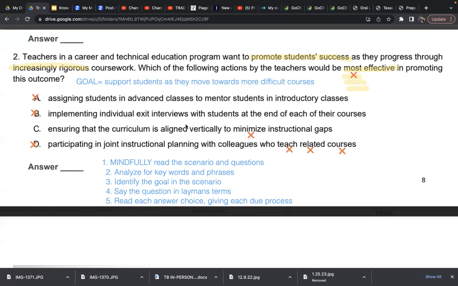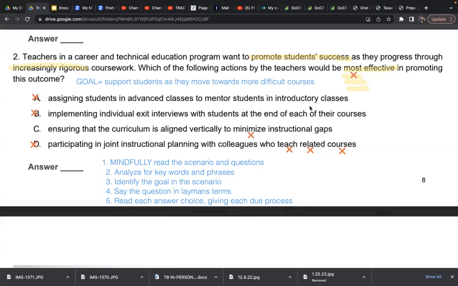Absolutely. So while A is not a bad answer, you can help them. Obviously, having advanced kids mentor the introductory students, they can say, listen, make sure you pay attention. Let's say it's like medical terminology. Make sure you pay attention to medical terminology because it's going to come up when you're in the advanced classes, you need to be able to know that. It needs to be automatic. So that information could be helpful to help promote success.